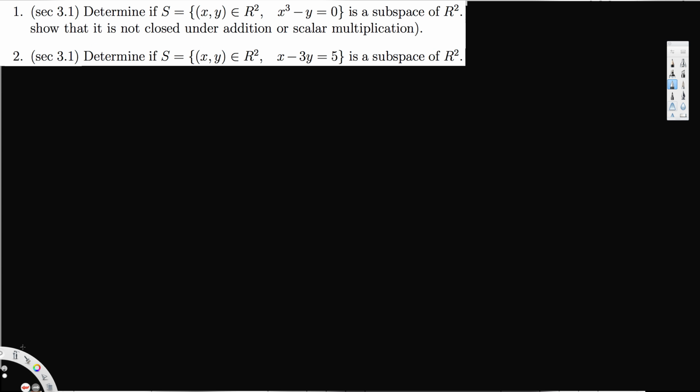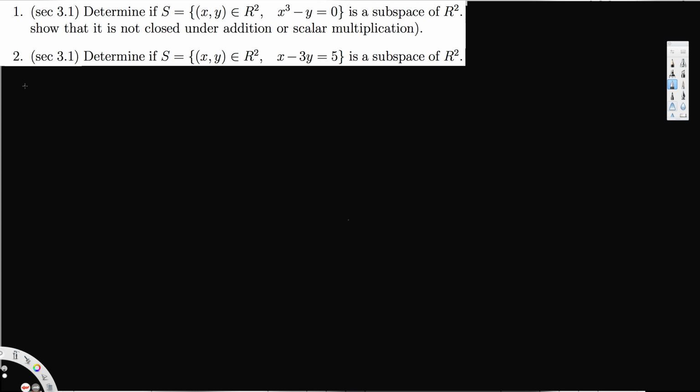Let's do this problem right here. The question is asking: determine if the set of (x, y) such that x cubed minus y equals 0 is a subspace of R2. So let's see how we can prove this.